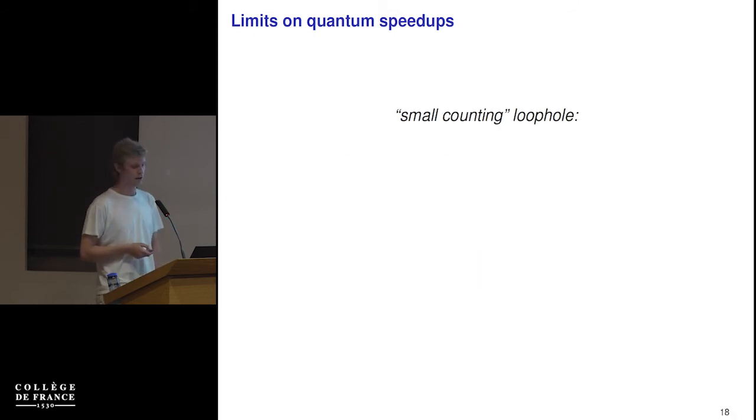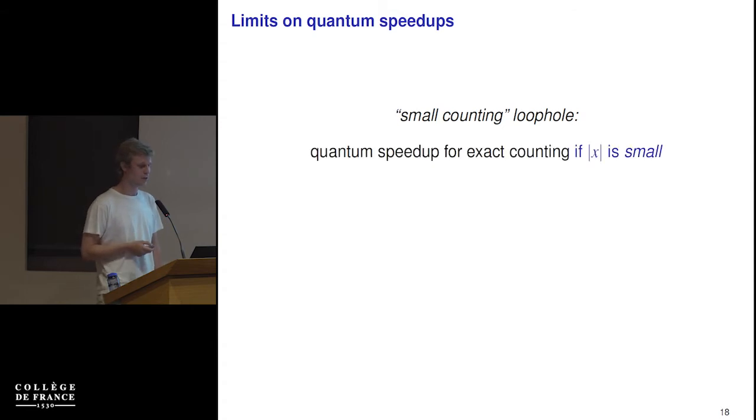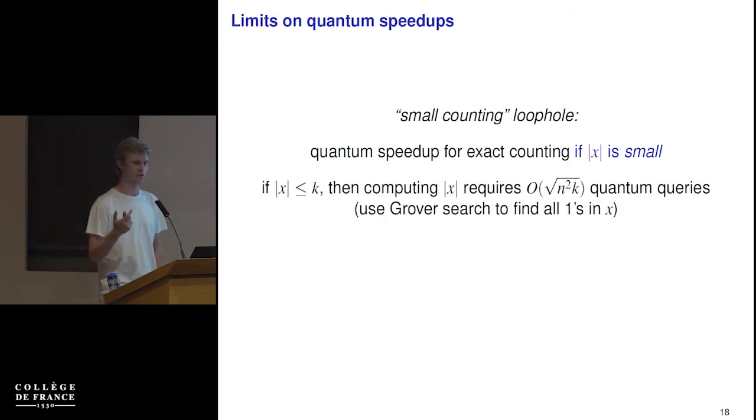And then there's the second small counting loophole, where we can get a quantum speedup for exact counting, provided that the Hamming weight of x is small. This is closely related to the Grover search speedup that I've already mentioned, which is that if the Hamming weight, or the number of ones, is at most k, then we can just use Grover search to find these k ones in this n by n matrix, which requires a number of queries which scales as square root of n squared times k. And so if k is not too large, then we get something which is smaller than n squared, and so we do get a quantum speedup.